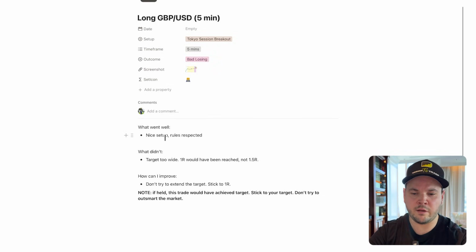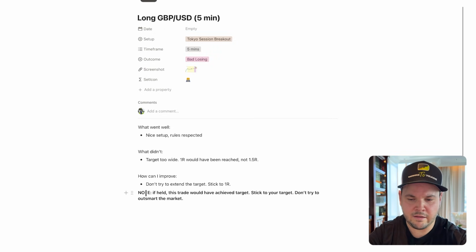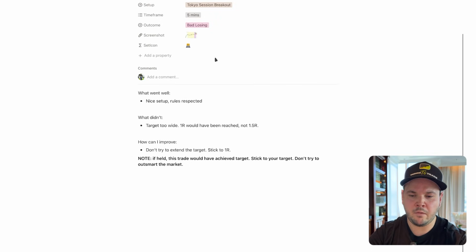Nice setup, rules respected. What didn't go well? Target too wide, 1R would have been reached, not 1.5R, so I probably put a 1.5R on this. And I make a note for myself, don't try to extend the target, stick to 1R. Note, if held, this trade would have achieved the target. This is really good to know, right?